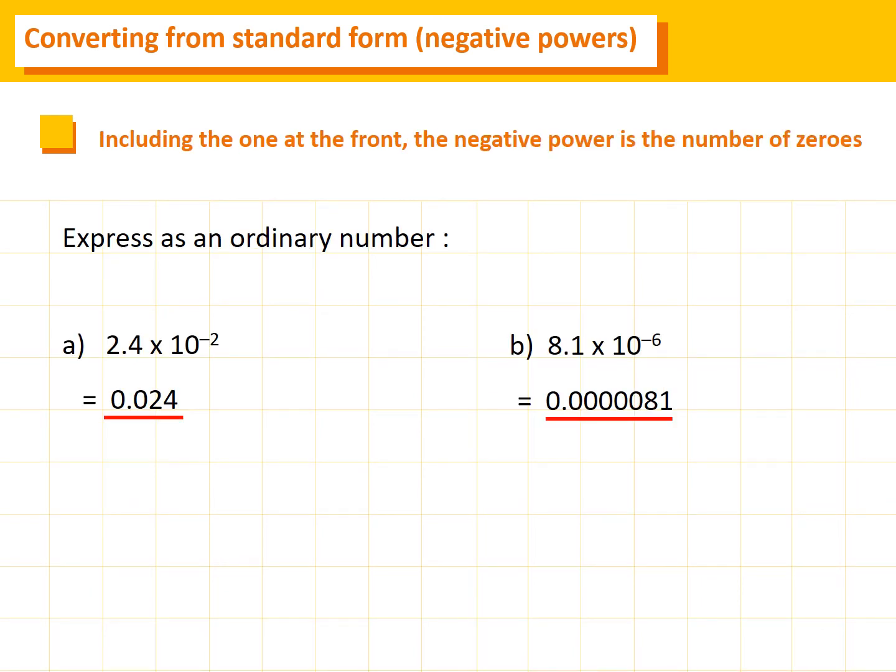But rather than doing that step-by-step approach, let's look back at our two answers. In part A, our power of 10 is 10 to the negative 2. And look at the number of zeros in the answer. In part B, our negative power of 10 is 6. And look how many zeros there are in the answer. So there's a clue to quickly converting from standard form into ordinary numbers. The negative power is the number of zeros in the ordinary number.